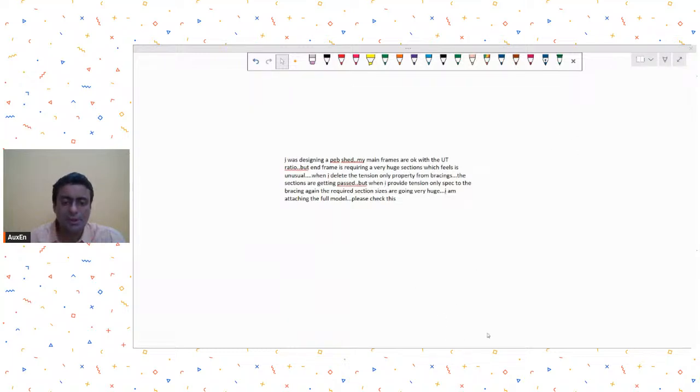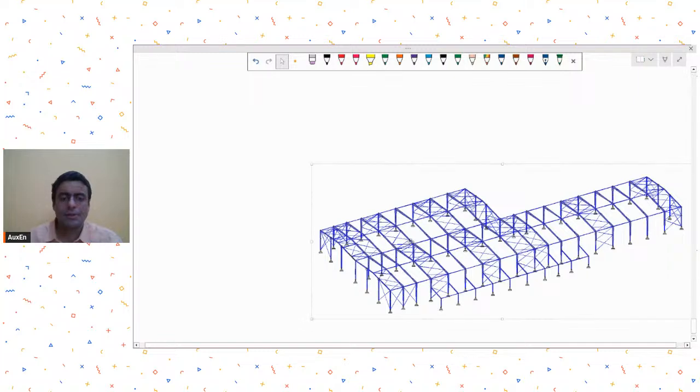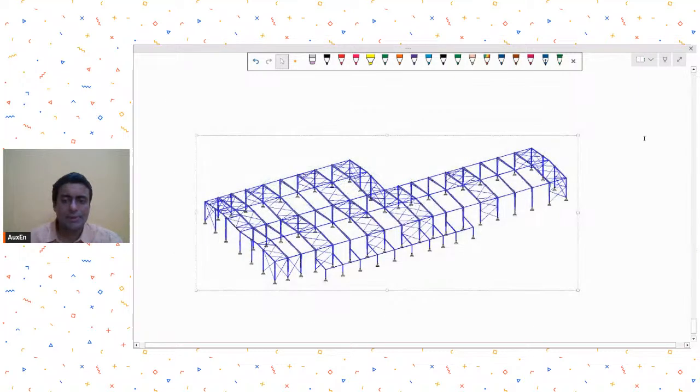model also. So what I will do is, let me see if I can share the STAAD model on the screen, or I'll just take a screenshot of it. Wait, what I'll do? I'll just take a screenshot of this STAAD model and perhaps paste it over here. I think this STAAD model is visible now.